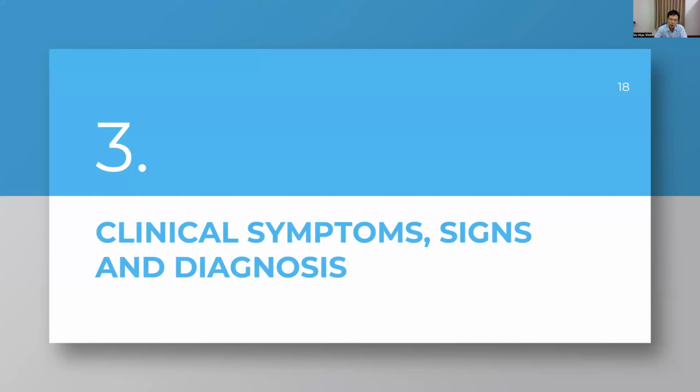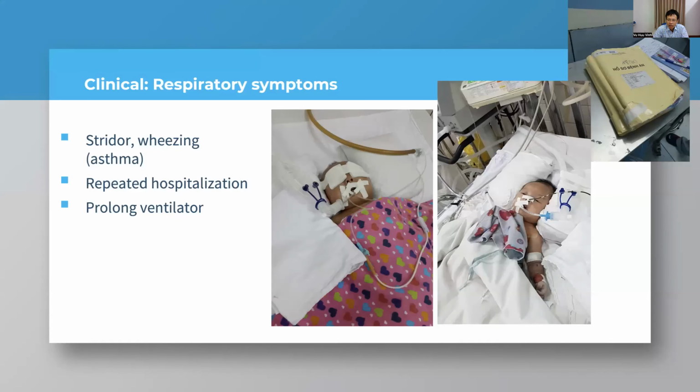Number three, talking about the clinical symptoms, signs, and diagnosis. That is a pulmonary problem. So the first symptoms are respiratory symptoms. The patient may have stridor, wheezing, asthma. Yeah, sometimes there is a wrong diagnosis of asthma. And the patient has repeated infections and repeated hospitalization. And sometimes they were put on a ventilator, maybe with prolonged ventilation. The record is usually very thick.